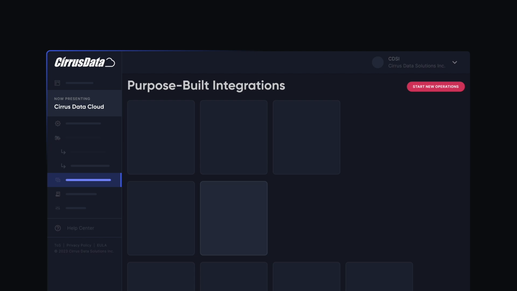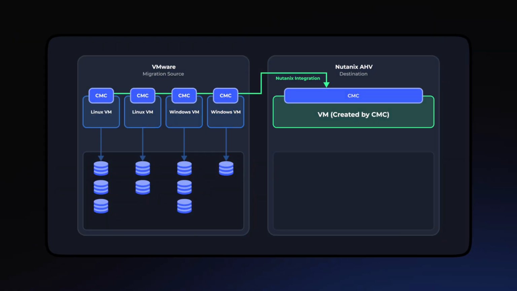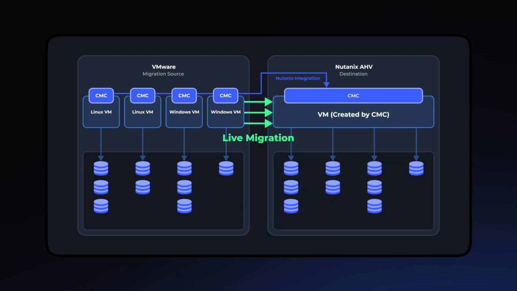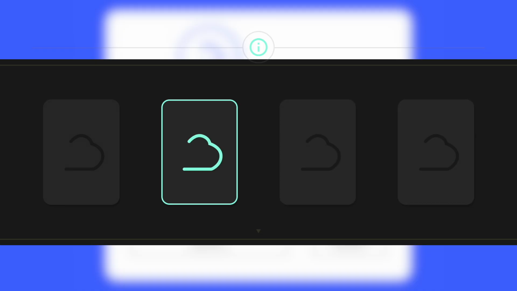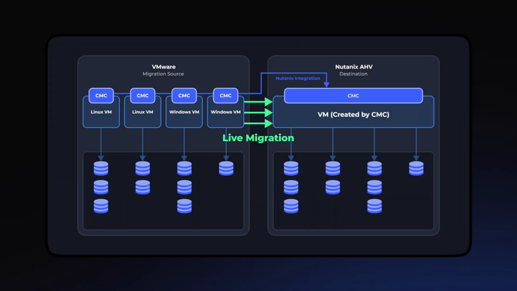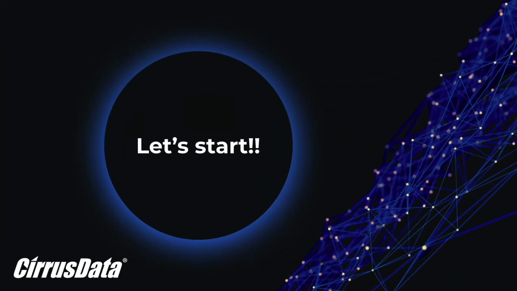Next, Cirrus Data Cloud will use its Nutanix AHV integration to create a new virtual machine and start your live migration non-disruptively. CMC will also prepare your compute, network, and storage environment and all other necessary remediation steps automatically for you. When you are ready to cut over, since CMC has already kept your data synchronized in Nutanix, all we need is to shut down the source and power up the VM in Nutanix. Let's see this in action.